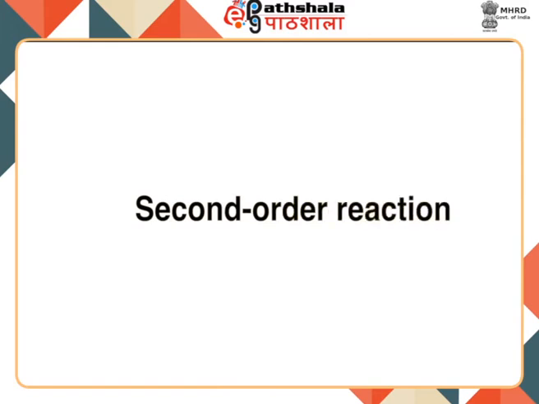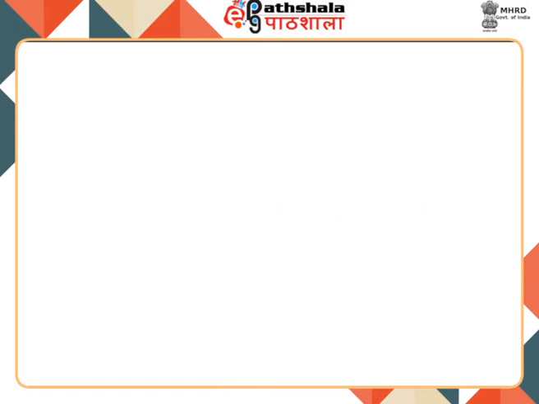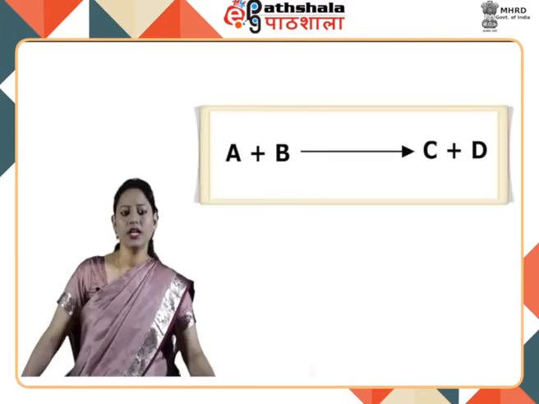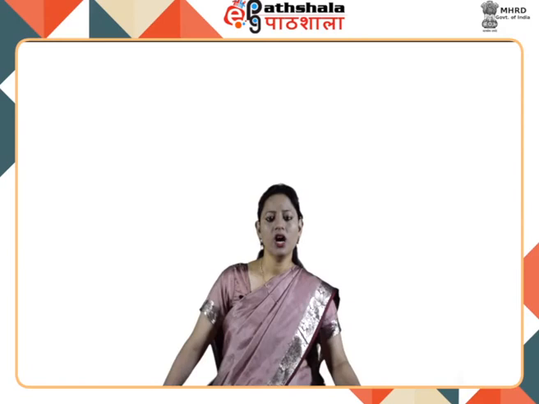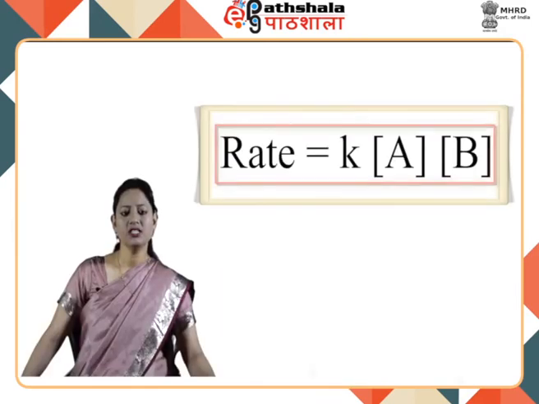Now, let us see the second order reaction. For a second order reaction A plus B giving C plus D, a reaction whose rate depends on the concentrations of two reactants is called a second order reaction. For this, rate equals K multiplied by the concentration of A multiplied by the concentration of B.